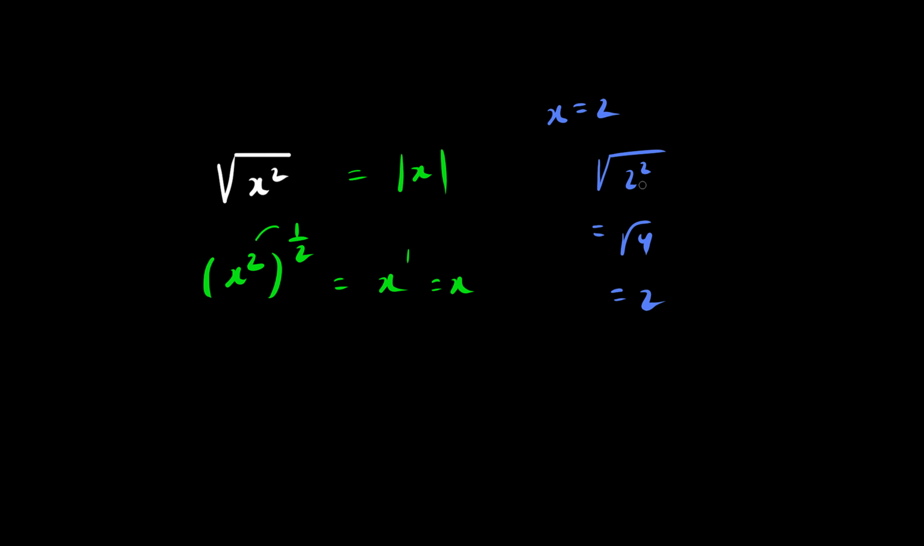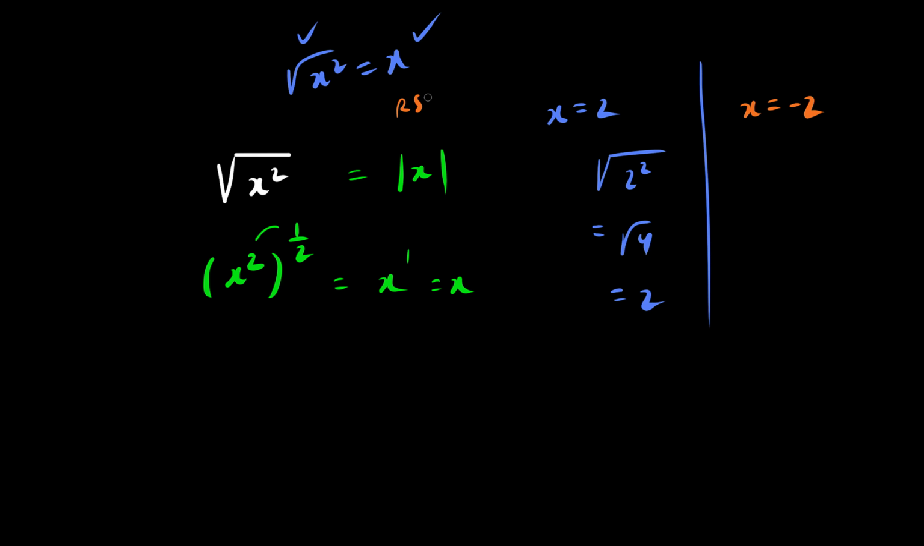And this makes sense, because if we said incorrectly that the square root of x squared is equal to x, which is kind of right, here we got lucky. Indeed, the right side is 2, and the left side is also 2, because 2 squared is 4, the square root of 4 is 2. However, if x is equal to negative 2, let's see what happens.